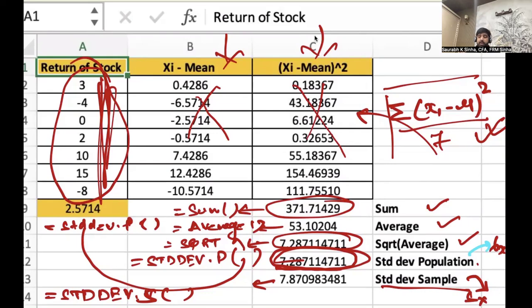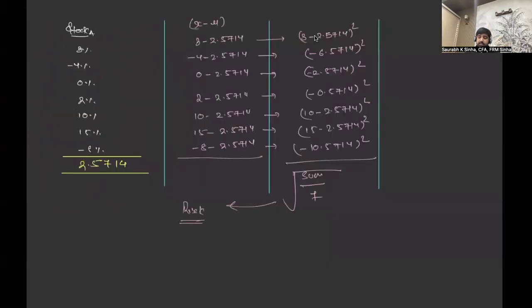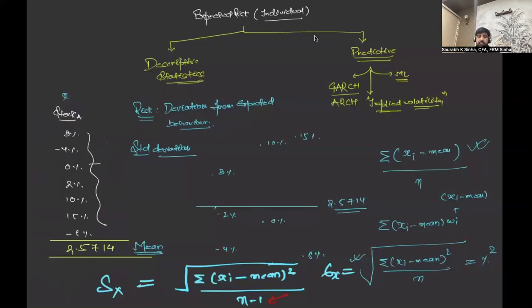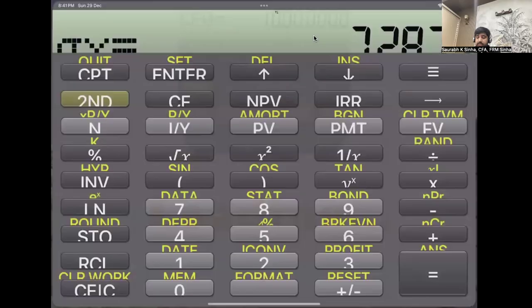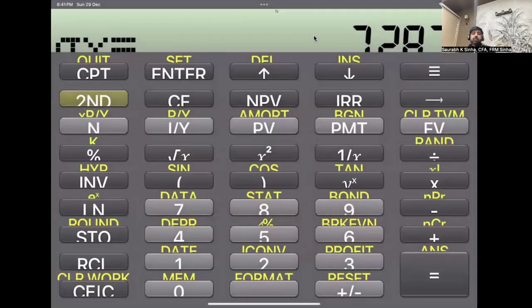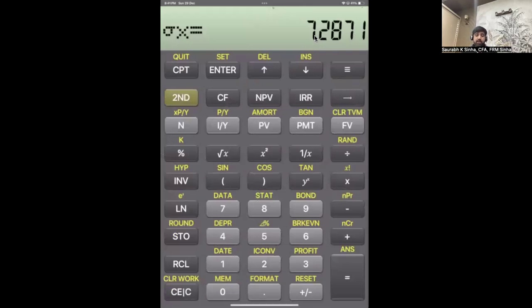Okay? Why there is n minus 1? There could be a thought that why there is n minus 1, why there is not n minus 2. We discussed it thoroughly in our quantitative analysis live sessions. Okay. So let's jump into the BA2 plus calculator. So this is our BA2 plus calculator. So let's make it vertical. So this is BA2 plus calculator.